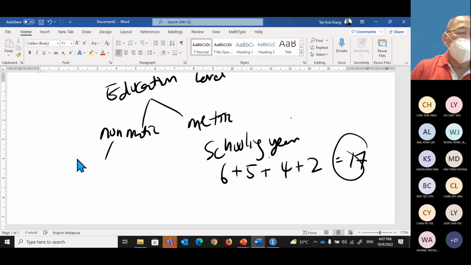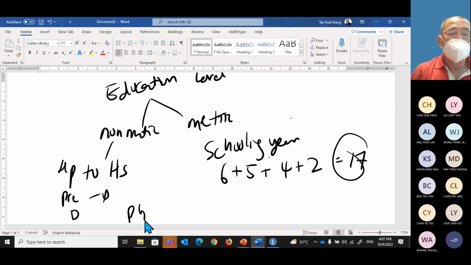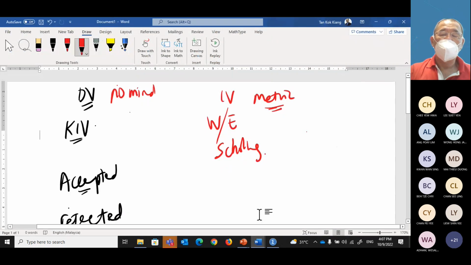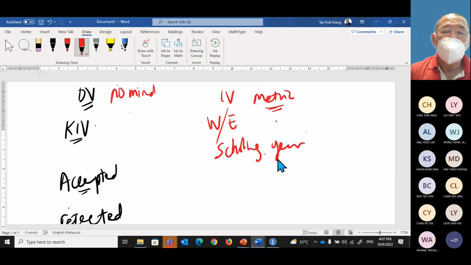It can be non-metric if you ask: up to high school, then pre-U, then degree, postgraduate, and also professional. But now we want metric, therefore you should ask schooling years. So now we come back here. Schooling years, and also, is there any other thing that HR will consider?